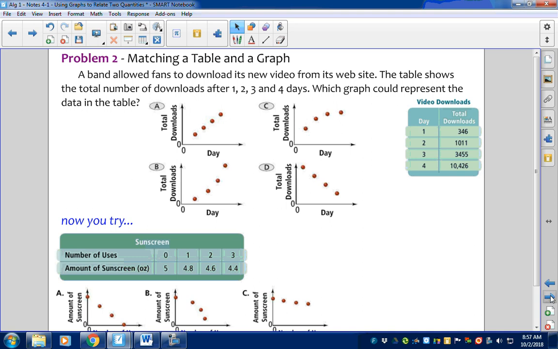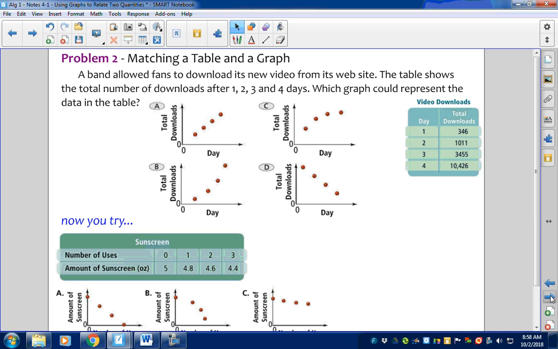So discrete is just saying that you have specific values here that you could have in terms of total downloads. So they're whole numbers, and there's a certain number of whole numbers. So they're just graphing on here day versus total downloads. So at the end of the day, they have a certain total of downloads. And we've got to see which one of these graphs fits this data table.